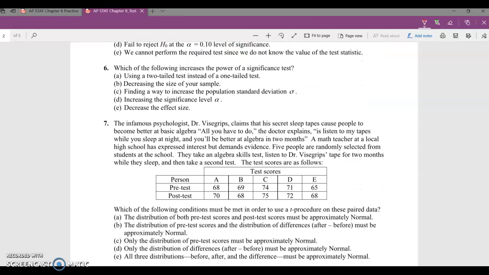Which of the following increases the power of a test? So power is good, right? It's the complement of a type 2 error. Decreasing the sample size, that's never going to be good. Finding a way to increase the population standard deviation, now I want to decrease that if I could, although I don't really have control over that. If I increase the significance level alpha, I'm going to increase type 1, but I'm going to decrease type 2. Decreasing the effect size. Now I want to increase. I want that to be farther away if I wanted to increase power. And using a two-tailed, now that's just going to mean more chances of error. So my answer is D.